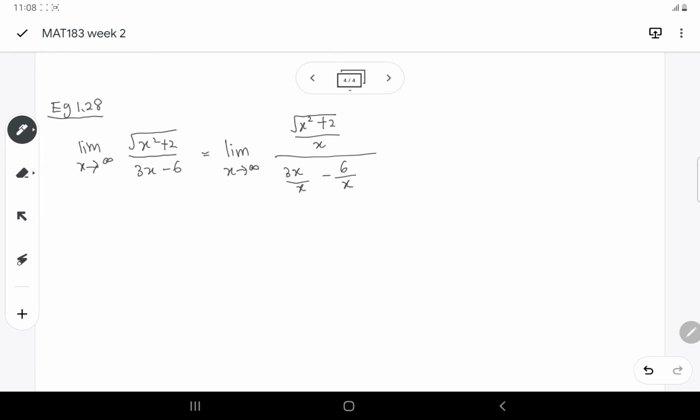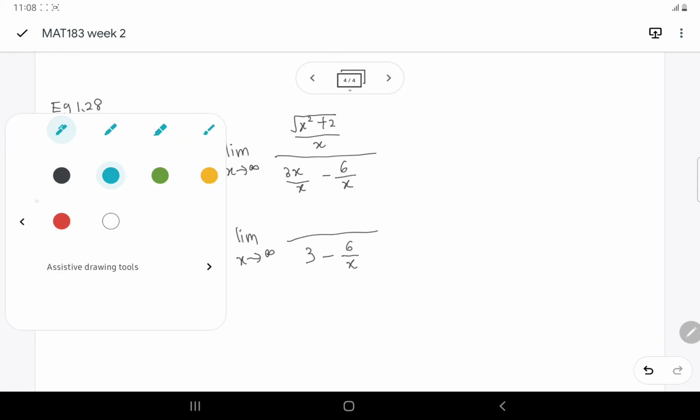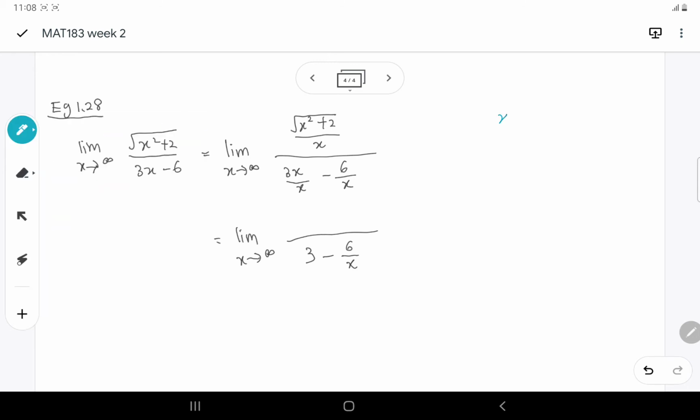Okay, this process will be harder because of our numerator. Numerator tu ada square root. So, tengok, kita selesaikan yang denominator dulu. Okay, the denominator will become 3 minus 6 divided by x. Okay, how about our numerator? Okay, so saya conteng dekat tepi eh. Okay, numerator kita adalah square root of x square plus 2, divide by x.